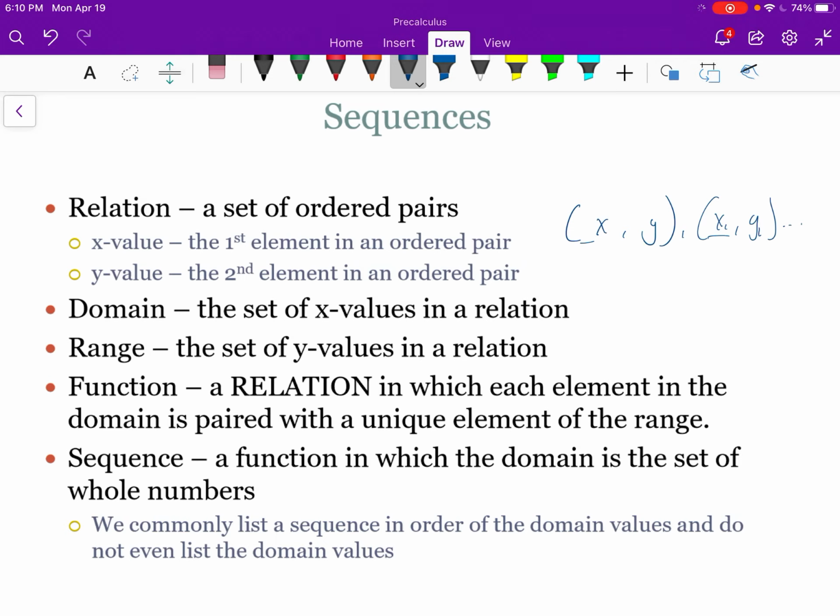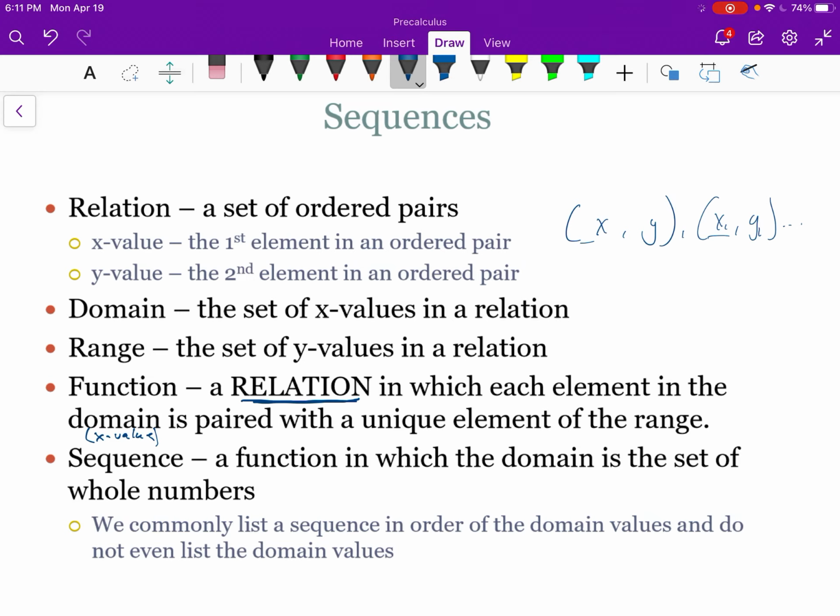A function is a relation, so it is a set of ordered pairs in which each element in the domain, so each x value, is paired with a unique element of the range. So each x value goes to only one y value.